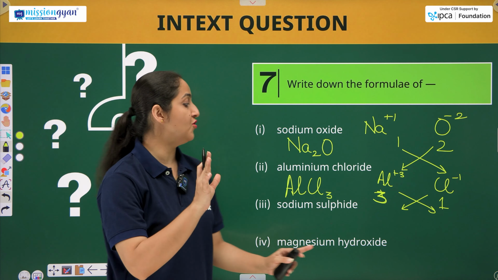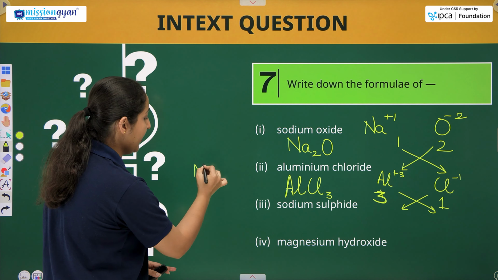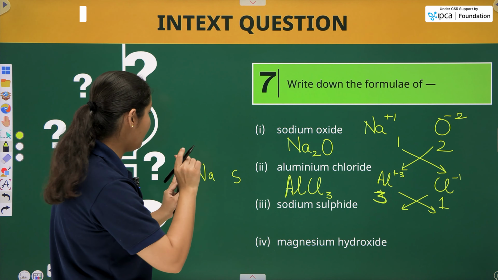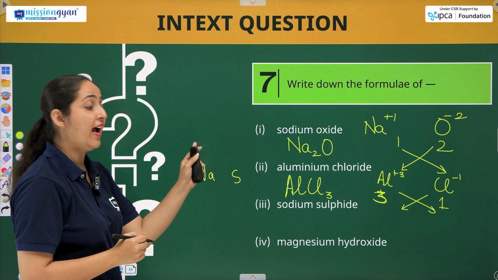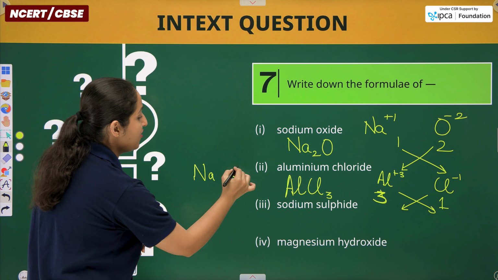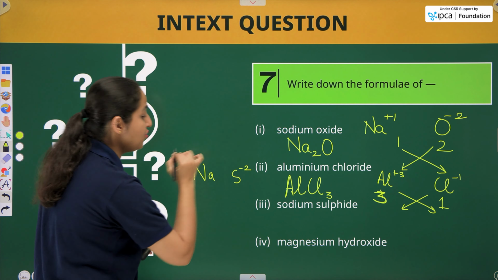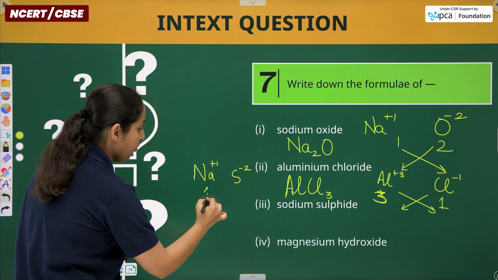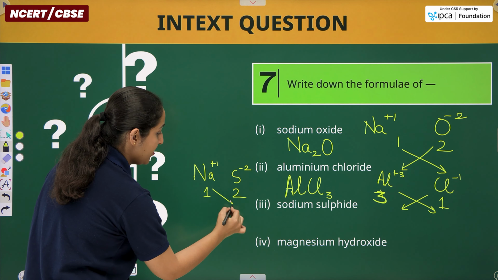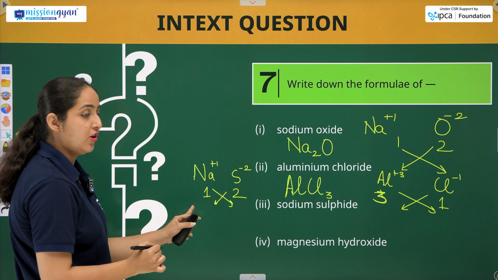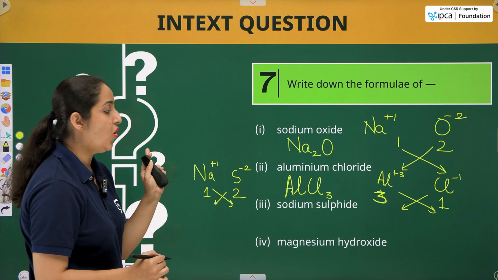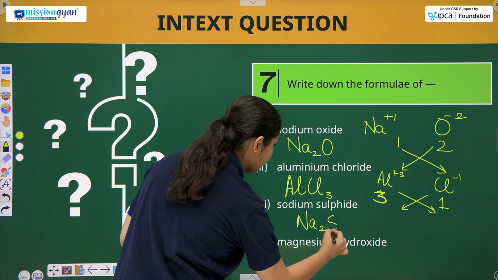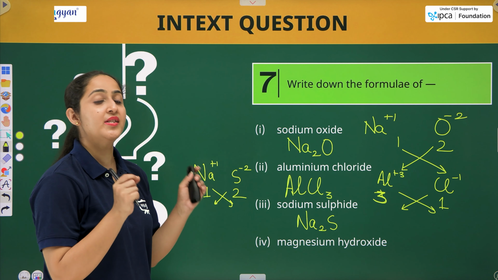Sodium sulfide. Now, students, so for sodium sulfide, again Na and S. Correct? These are the chemical symbols for sodium and sulfur. Sulfide. Now, sulfide ion is minus 2 and sodium is plus 1. So, 1 and 2. So, let's cross it. So, 2 will go below Na and 1 will go below S. So, Na2S is the formula for sodium sulfide.